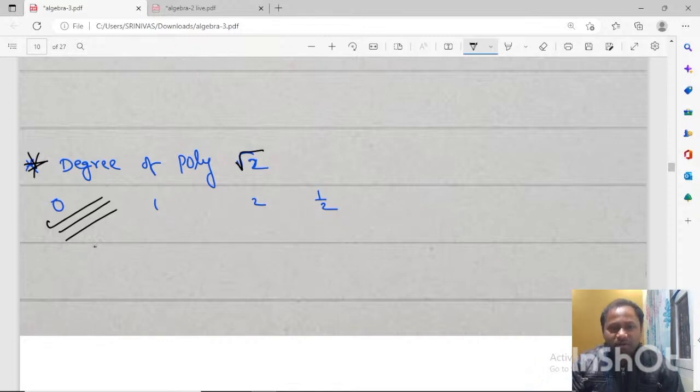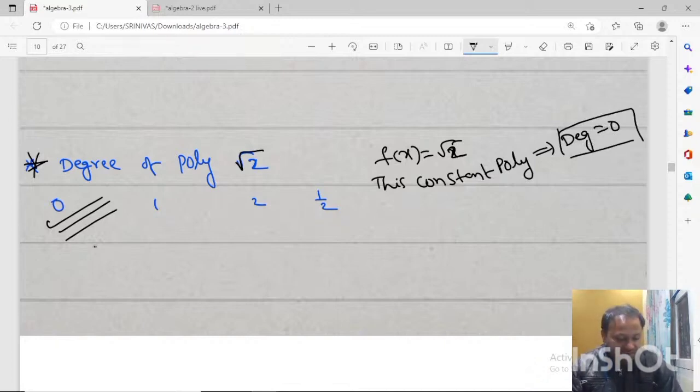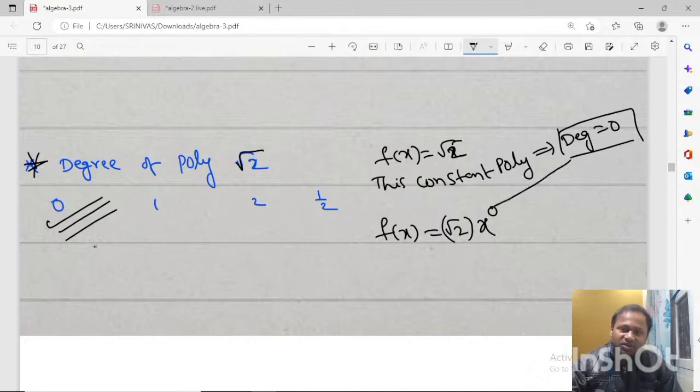Because f of x is equal to root 2. This is constant polynomial. So, constant polynomial degree should be 0. Constant polynomial degree is 0. Okay? Degree means the power of the variable. Here, I will take f of x is equal to root 2 into x power 0. Okay. So, 0 will be the degree. Okay? Right. Tejaswini, not 1 by 2. Check it at once.